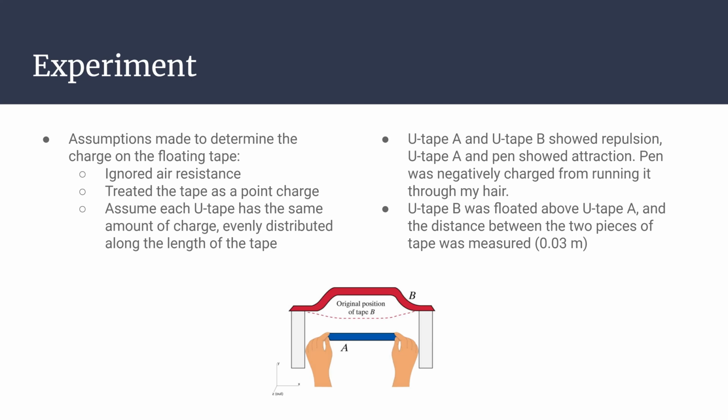When testing the charge of the tapes, when brought close together, U-tape A and B showed repulsion, so that meant they had the same charge. Then I rubbed a pin through my hair, giving the pin a negative charge. When the tape and the pin were brought together, they were attracted, meaning the tape had a positive charge.